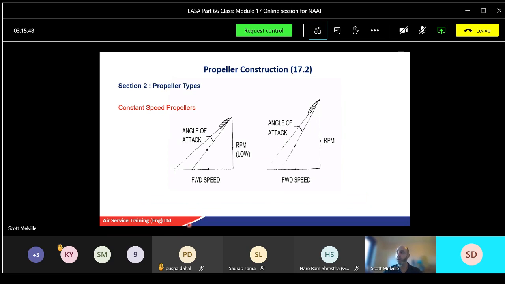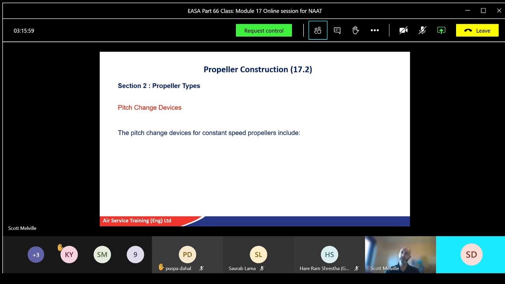Okay, so just another diagram there. Angle of attack, RPM low, forward speed again, and such like. Cruise or high altitude as well. Now the pitch change devices for constant speed propellers include electric motors, to obviously move them, hydraulic cylinders, springs in there as well, centrifugal force on counterweights, or a combination of all the above methods. So a few different devices can actually move these blades for you.